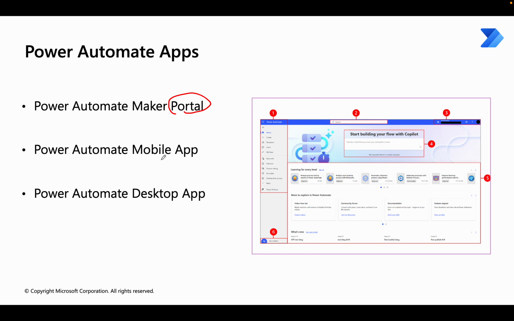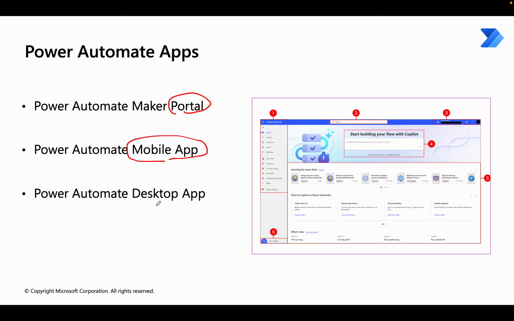The other one is the Power Automate mobile app. For the Power Automate mobile app, you need to download it from an app store. For example, the App Store for iPhone or iPad, or you may get the app from Google Play, etc.